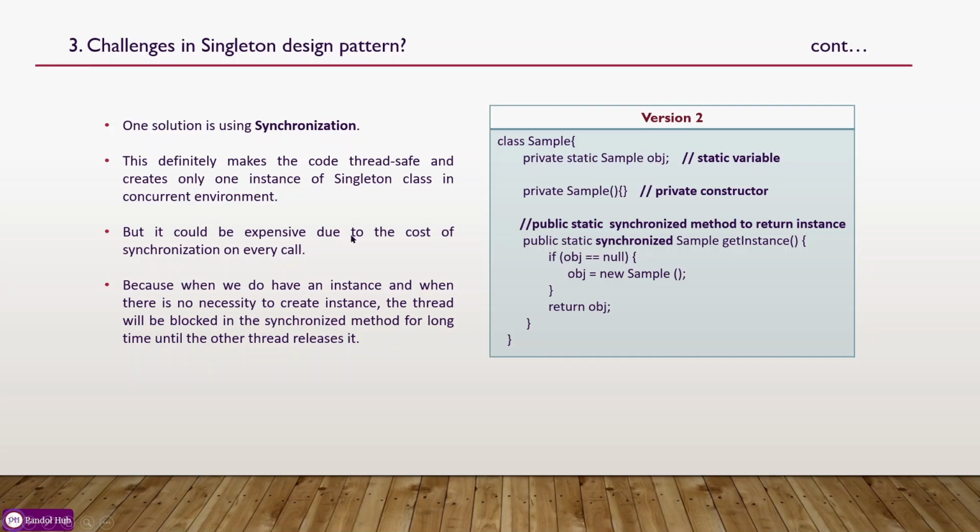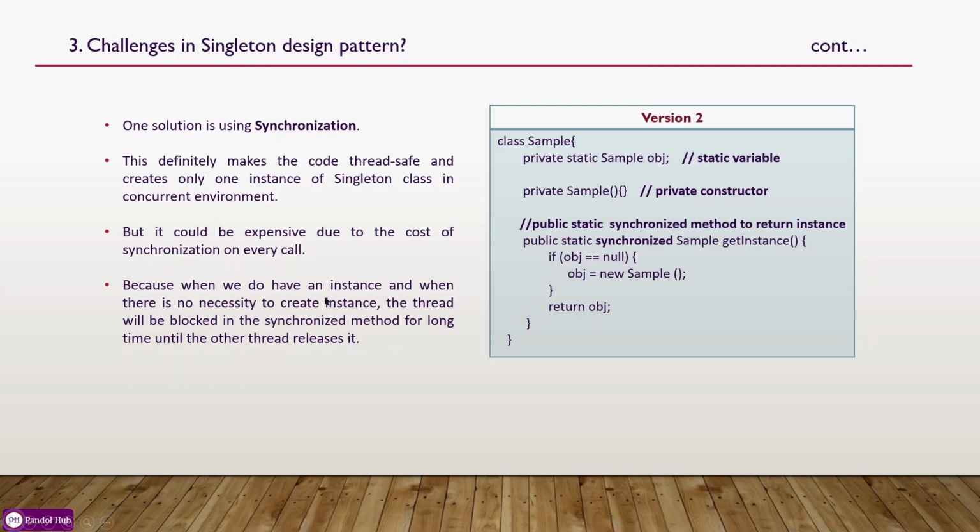But it could be expensive due to the cost of synchronization on every call. For example, if there are more than 5 or 10 threads accessing this method, then all the other threads have to wait until the lock is released by the previous thread which has acquired the lock. So in that case, it could be expensive because the whole method is being synchronized.